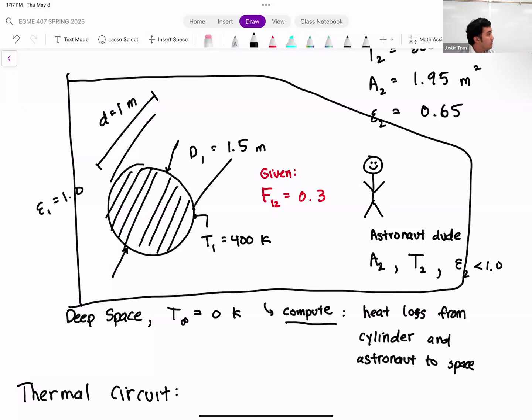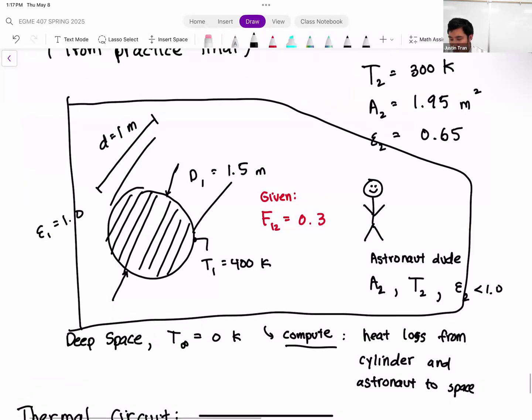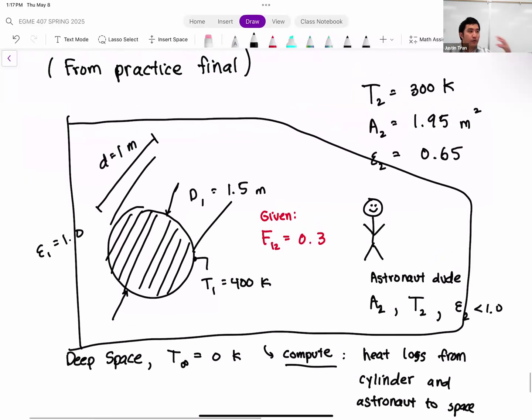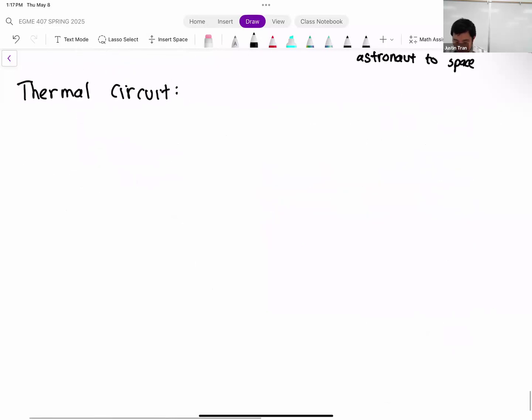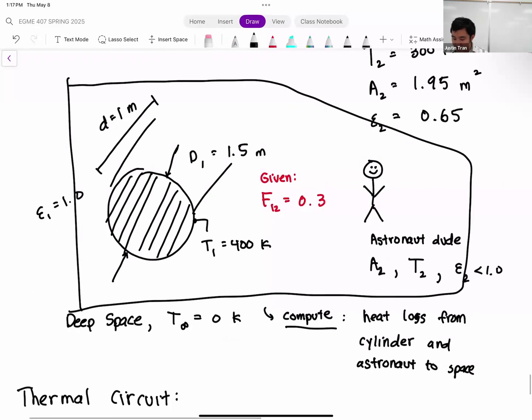For the area, is that the cross-sectional area of the circle or the surface area? This is surface area. I think the only one I gave you here was just the astronaut, so that's the surface area of the astronaut. That might be a little complicated to figure out ourselves. Also for the cylinder, you have to find the surface area of the lateral and the circular caps. Exactly, so we'll do that in a second.